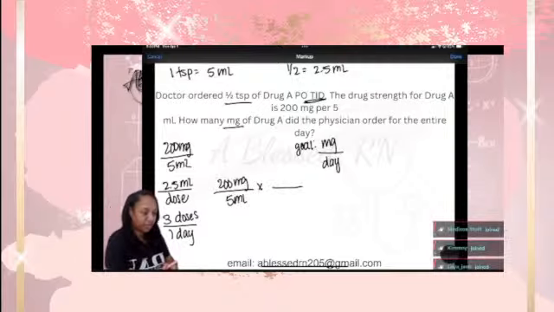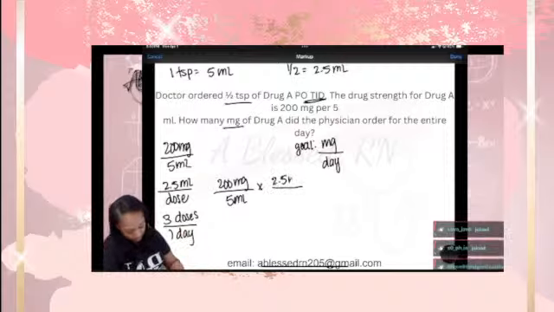So now we got milliliters at the bottom. We need milliliters at the top. So we'll do 2.5 mLs per dose. Okay? So milliliters cross out.